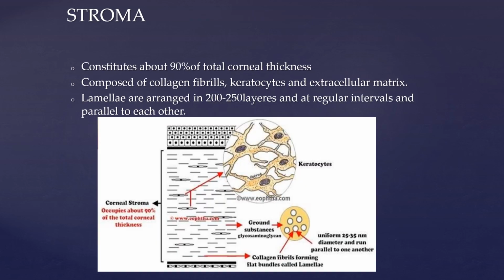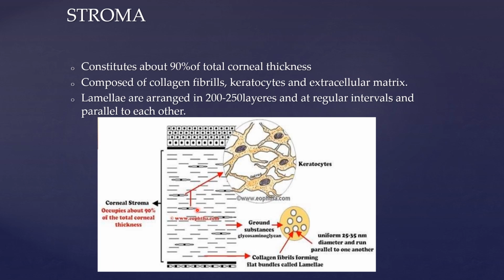Then comes the main stroma. Stroma constitutes about 90% of total corneal thickness. See, this is epithelium, this is stroma, and this is the single layer of endothelium. And this stroma is made up of collagen fibrils, which are embedded in the ground substance. The stroma also has specialized cell types which are called keratocytes. These keratocytes are also connected with gap junctions.